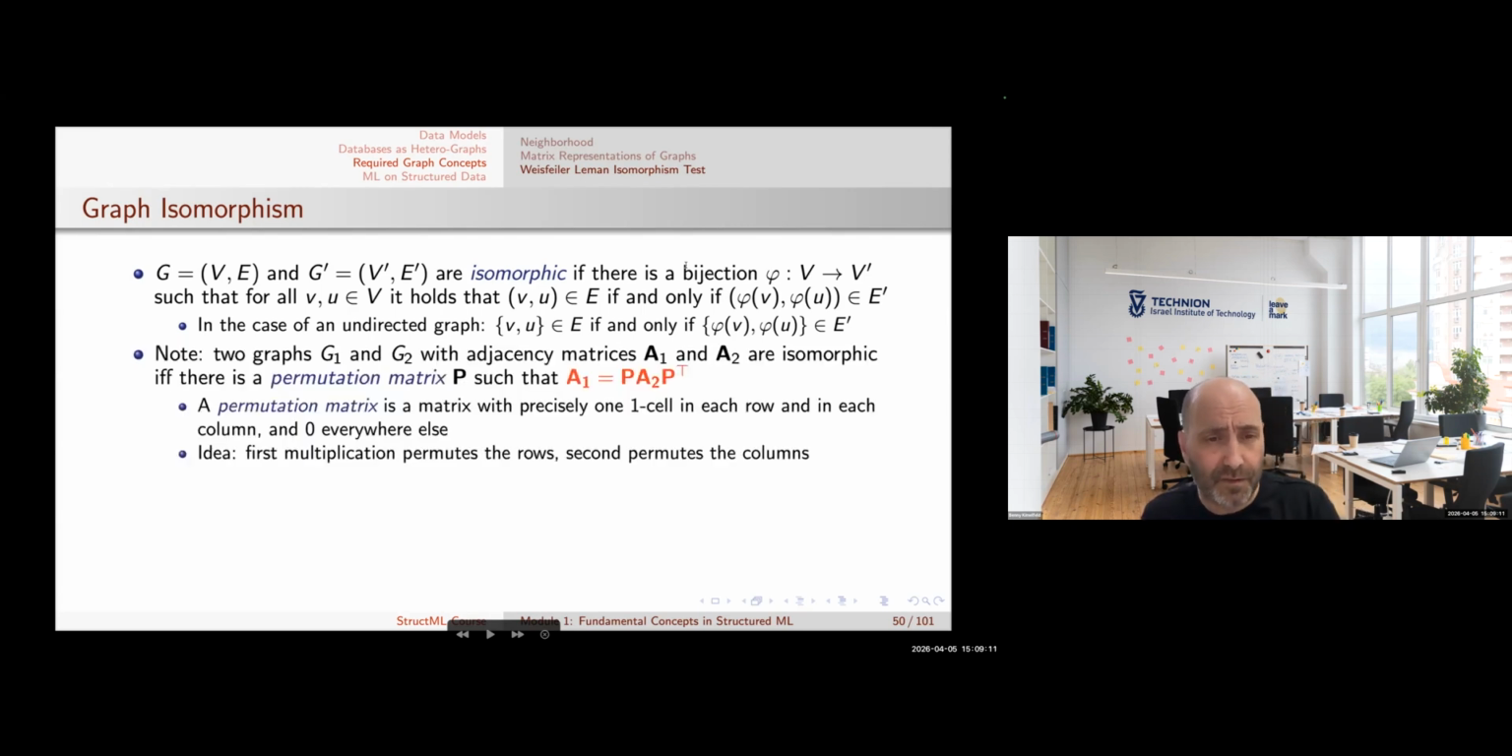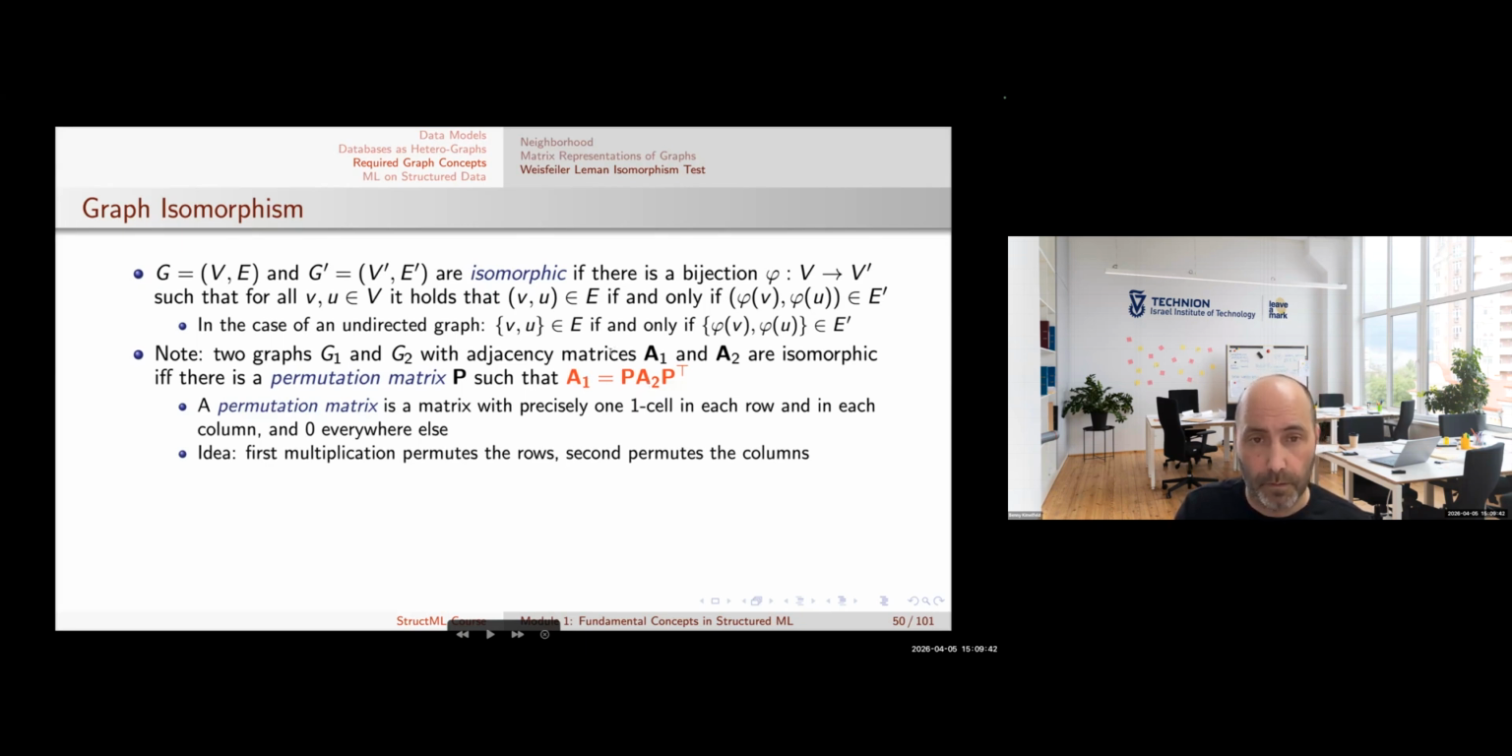You can also define isomorphism based on the adjacency matrices, because two graphs are isomorphic if they essentially have the same adjacency matrices. It's just that you need to adjust or replace the indices of the nodes. So what does it mean? It means that you can obtain the adjacency matrix of one from the other by applying a permutation. How does it look?